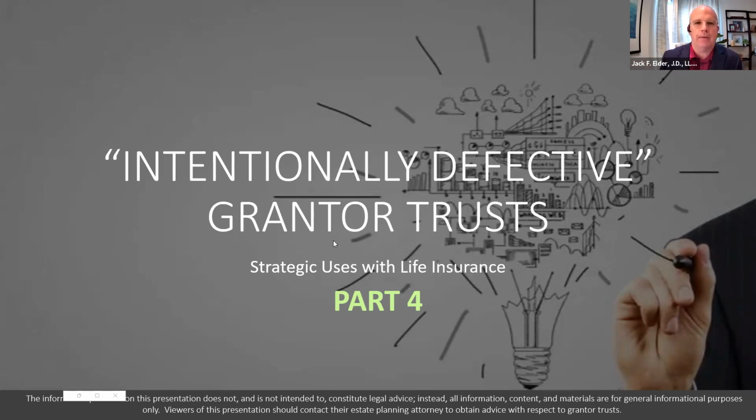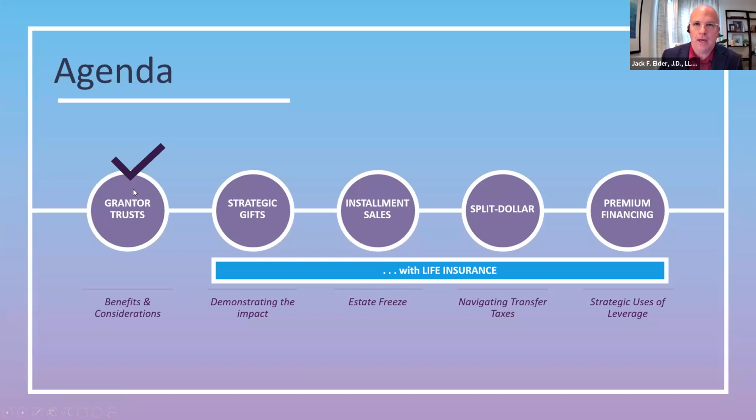So to recap where we've been, in our first installment, we covered grantor trusts, foundational information of grantor trusts. In the second episode, we covered strategic gifts that need to be made before 2026. In our last episode, we covered installment sales, which is a great way for business owners and those that own capital assets to make significant wealth transfers while minimizing or avoiding estate and gift taxes. Today, we're going to talk about Split Dollar, which is a life insurance application for funding a policy without gifts. So let's jump into it.